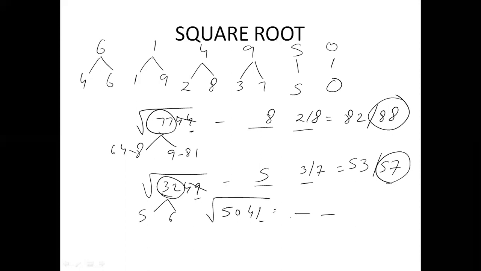Here, for 1, the replacement is either 1 or 9. Look at the last two. We have 50, which comes between 7 and 8. So select the smaller value 7. So the answer is either 71 or 79.